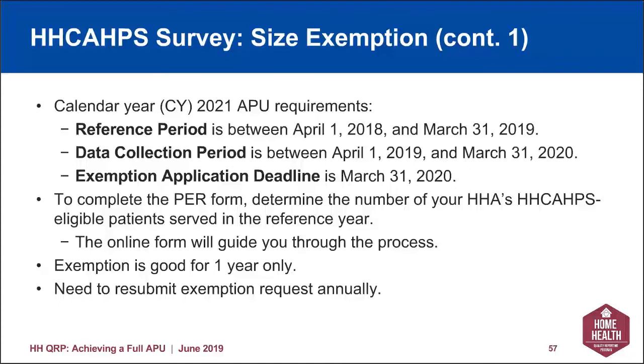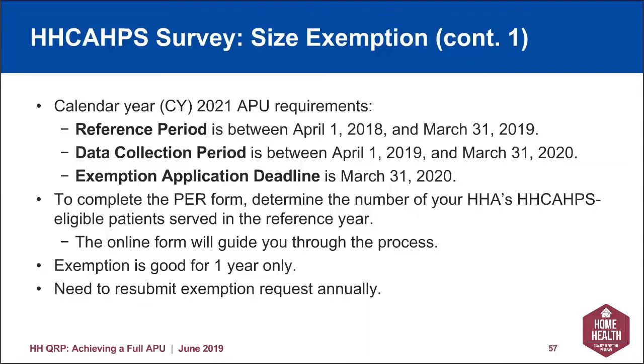Okay, using the example right now, we're in calendar year 2021 data collection. So the reference period is the previous year. That was April 2018 through March 2019. And we began data collection for 2021 starting in April 2019. And the exemption application for size is due March 31st, 2020. So we give everybody a year to fill that out. But we suggest you fill it out as soon as you know.